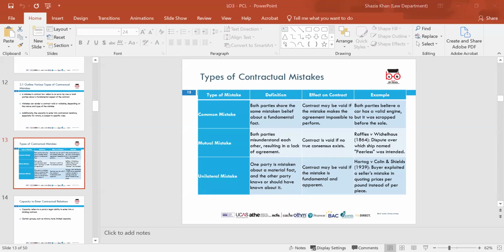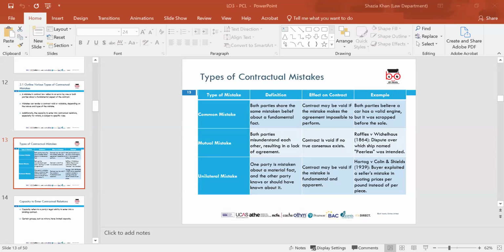The types of contractual mistakes, which we've gone through a little bit earlier on as well. So you've got common mistake, mutual mistake, and unilateral mistake. Common mistake: both parties share the same mistaken belief about a fundamental fact, and the effect on the contract can be void if the mistake makes the agreement impossible to perform. An example: both parties believe a car has a valid engine, but it's scrapped before the sale.